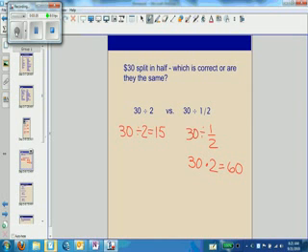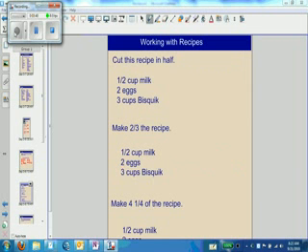Now, if I wanted to write 30 divided by 2 with a fraction, I would actually say 30 times 1/2, or half of, since times means of, 30 equals 15. So I'm either going to say 30 divided by 2 if I want to use division, or I'm going to say half of 30 and use 1/2 times 30.